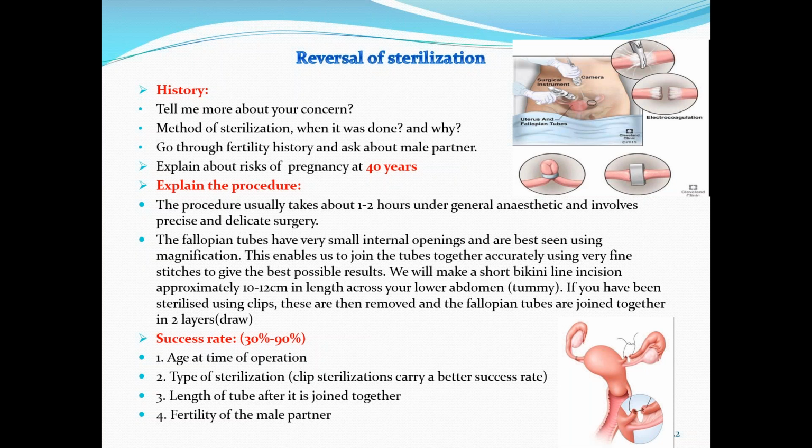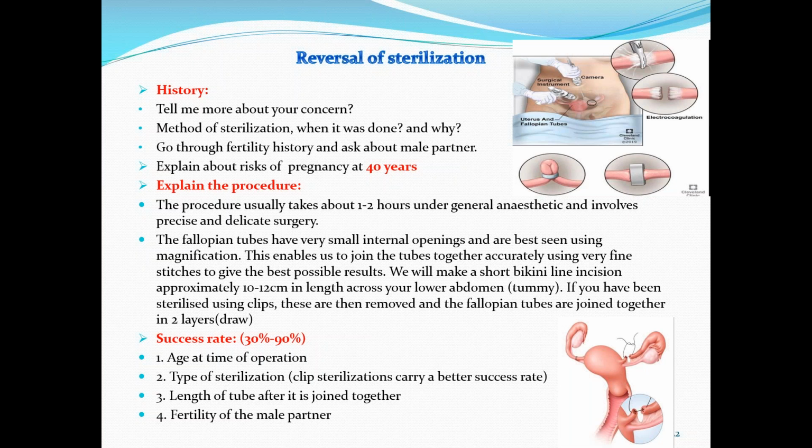You need to ask details of her male partner. Has he ever fathered a child before? What does he do for a living? Is he physically fit and well? Did he do any semen analysis before? So get details about the male partner, because this will affect the success rate of reversal of sterilization. Then don't forget to tell her about the risk of pregnancy at the age of 40.